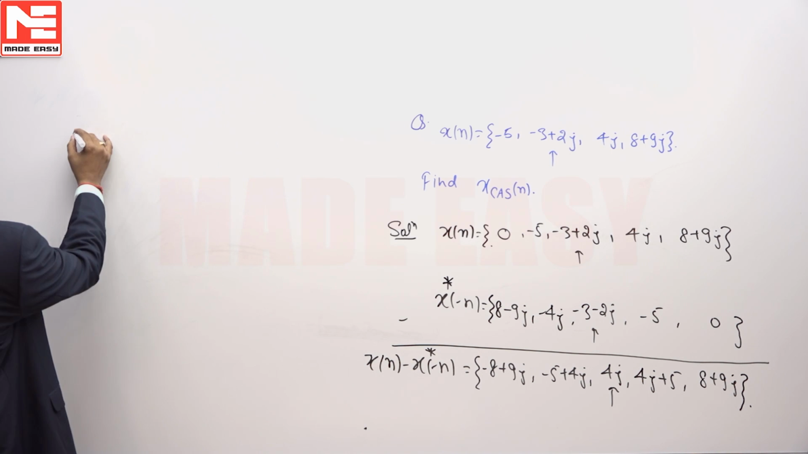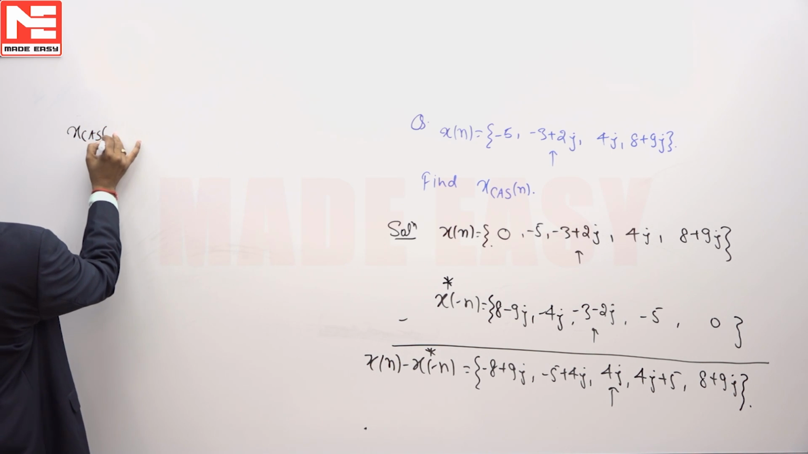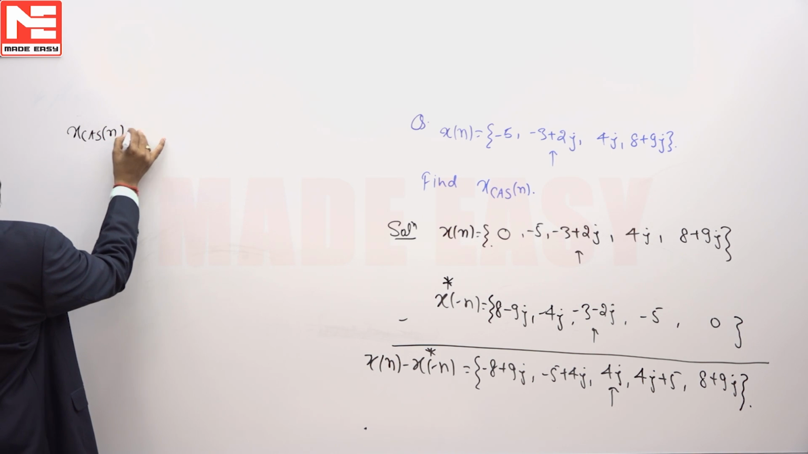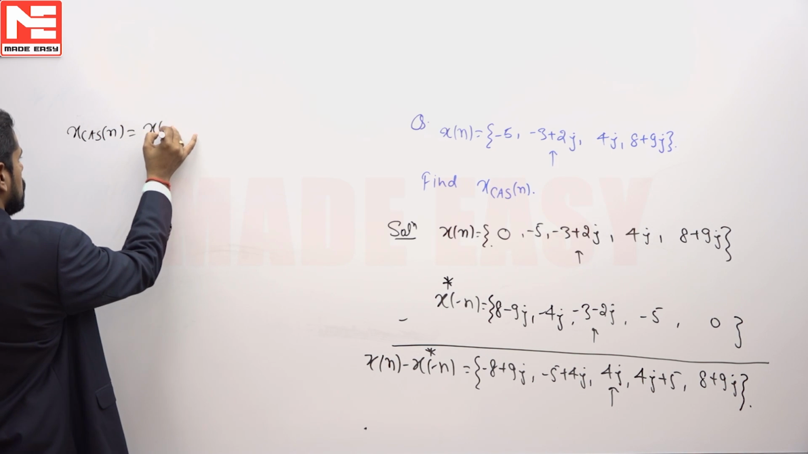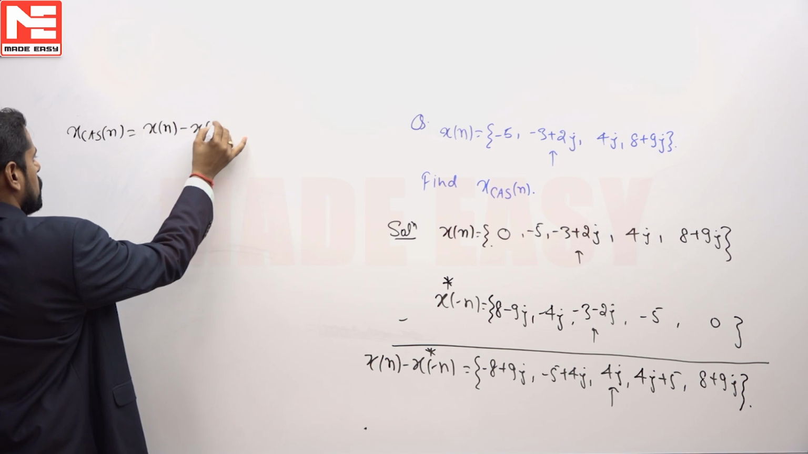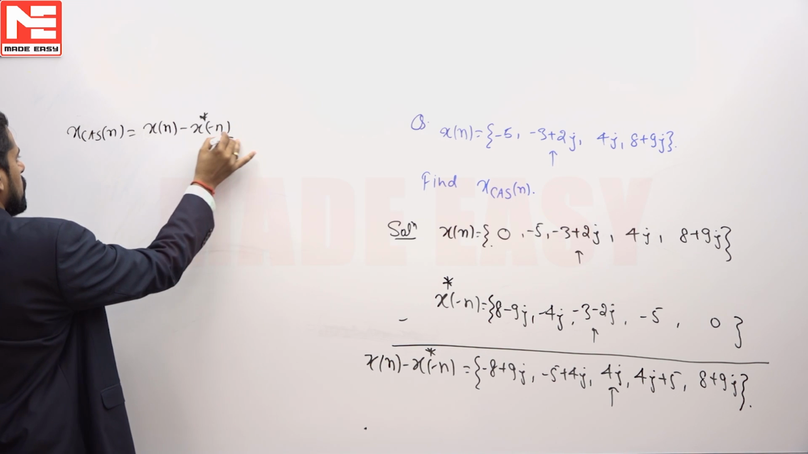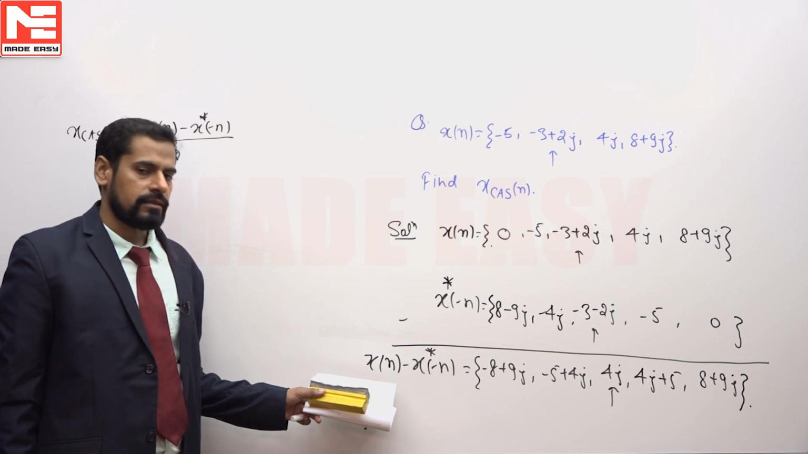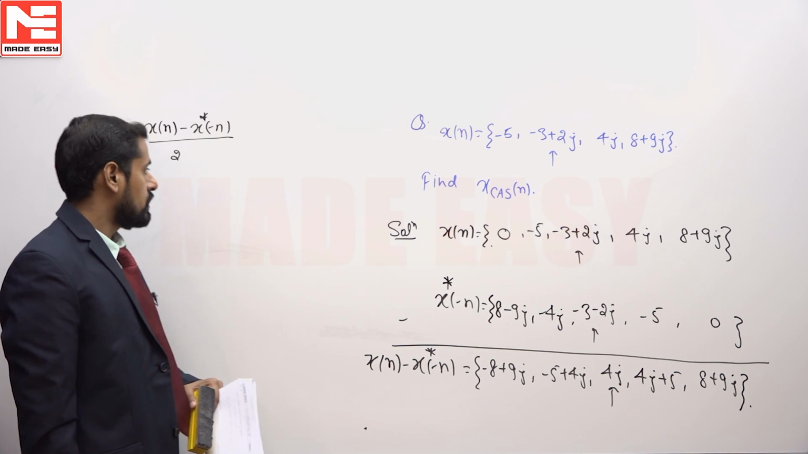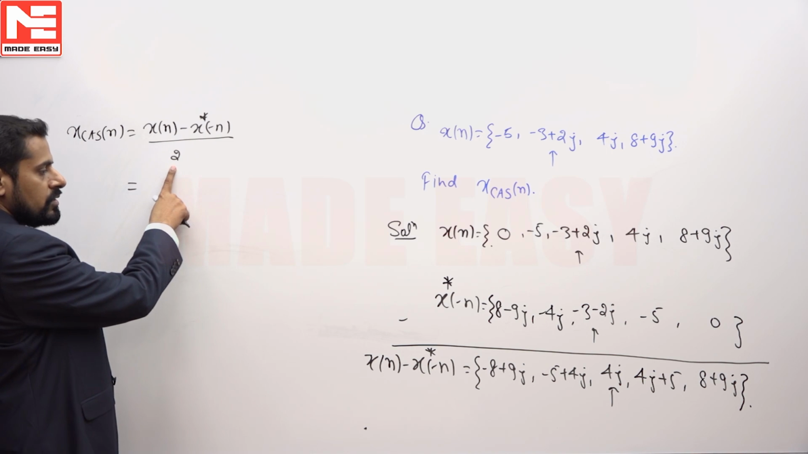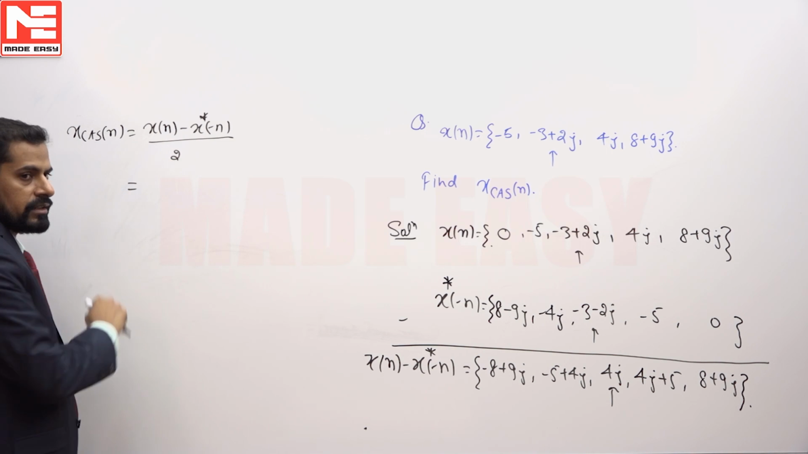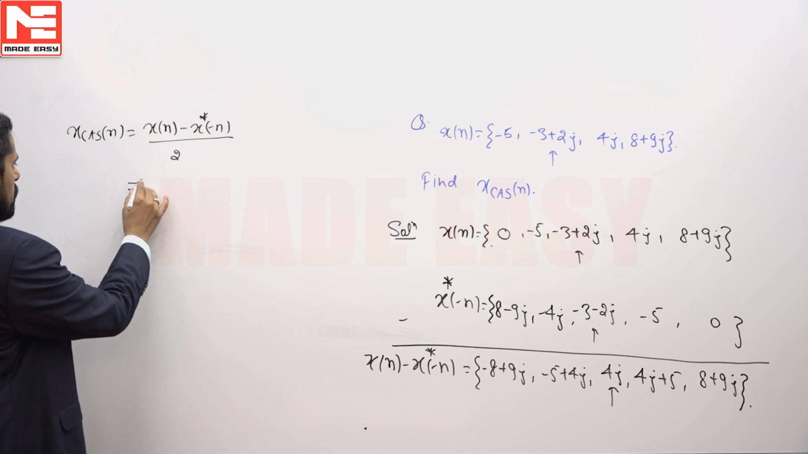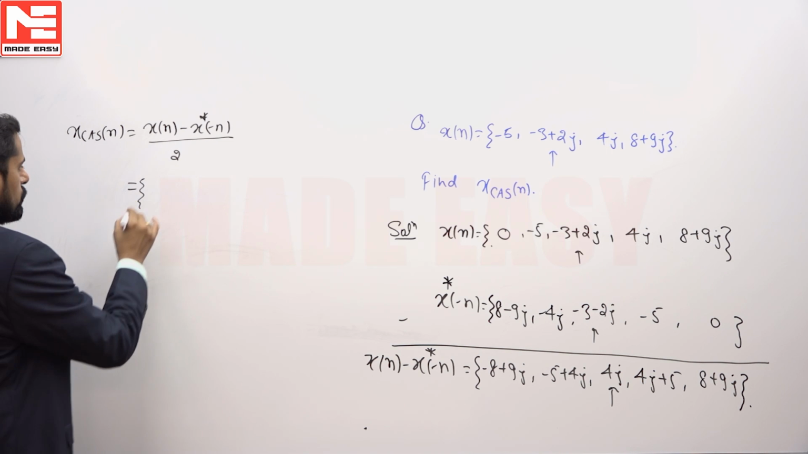Now we have to calculate the conjugate antisymmetric part of the signal, which is given by the formula x[n] minus conjugate of x[-n], divided by 2. We have already obtained x[n] minus x conjugate [-n]. So when we divide all these values by 2, we will get the desired result. We will divide all the samples by 2.